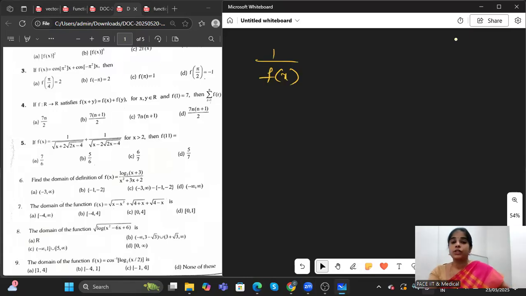Suppose you have a function in the denominator. That means obviously the denominator should not be equal to 0 for the function to exist there, isn't it? So my f of x should not be equal to 0.